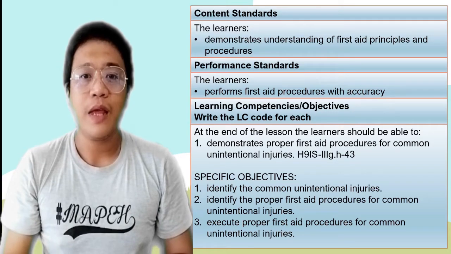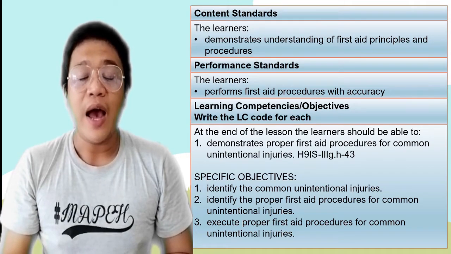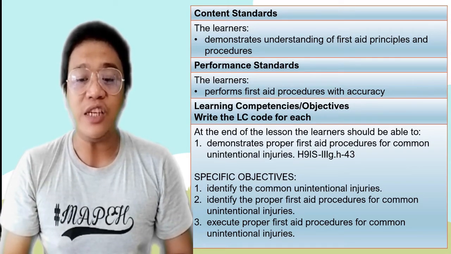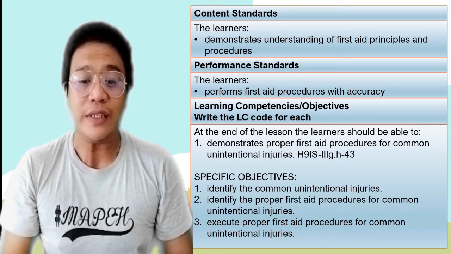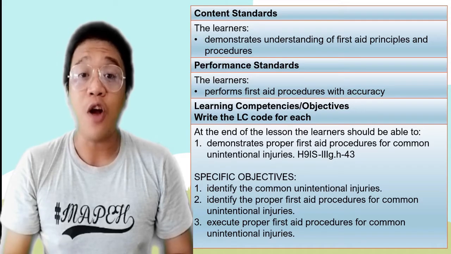Code H9IS-3G.H-43. Specific objectives. Number 1. Identify the common unintentional injuries. Number 2. Identify the proper first aid procedures for common unintentional injuries. Number 3. Execute proper first aid procedures for common unintentional injuries.